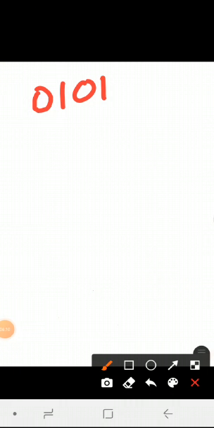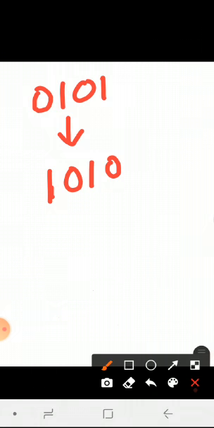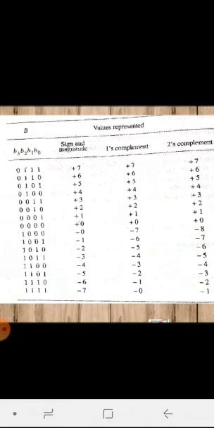If it is 1's complement, we have already studied this. You have to take the complement of each bit. For example, if you have taken 0, 1, 0, 1, then the complement form of this will be 1, 0, 1, 0. So this is a negative number. You can just look at this table. You have the 1's complement number also here.